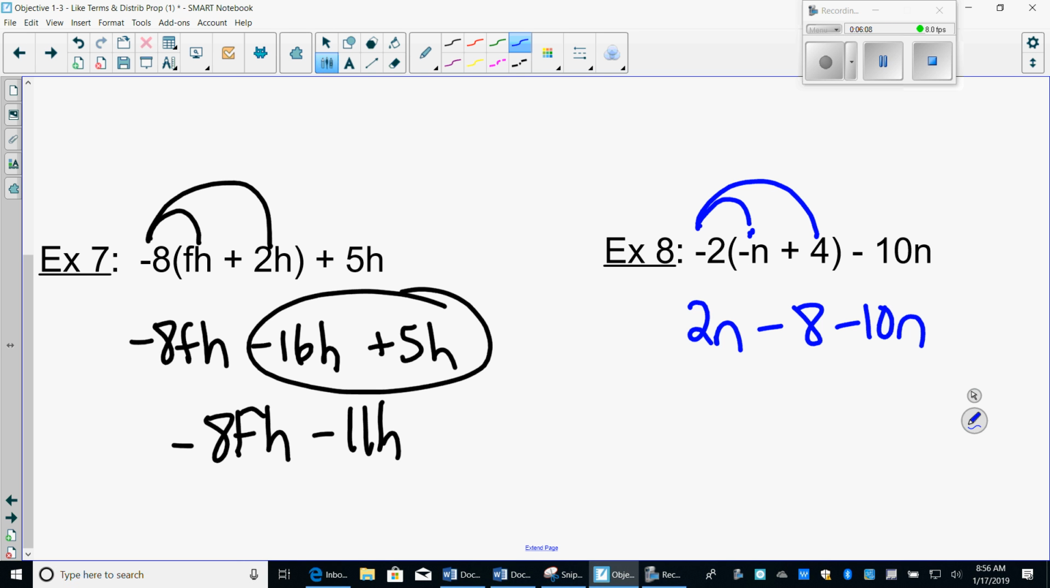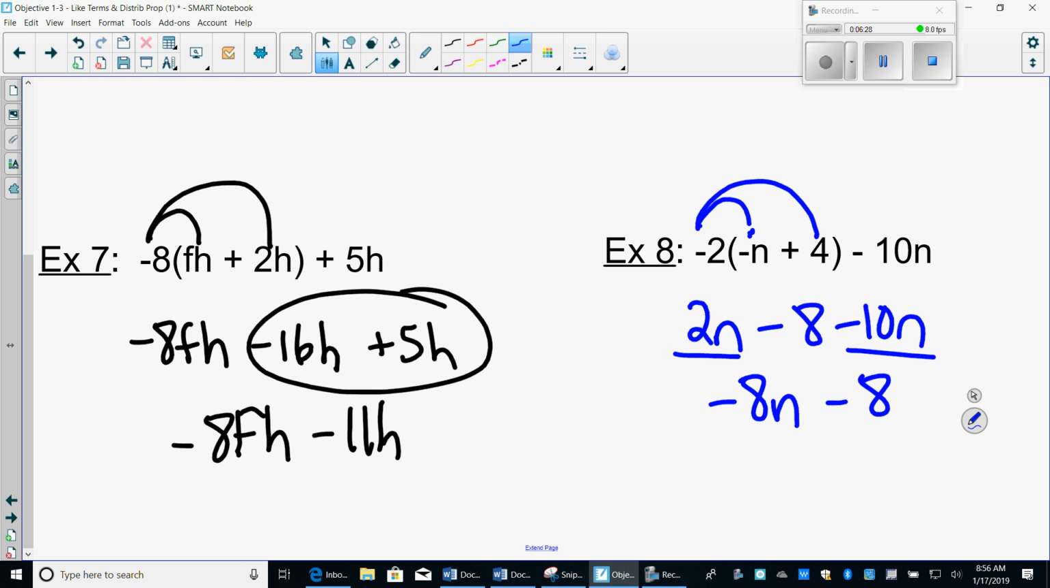Here's the question of the day. Are you finished? Nope. What matches? 2n and negative 10n, and when you add that, negative 8n. What do you do with the negative 8? Does it matter whether you put them in the front or behind? No.